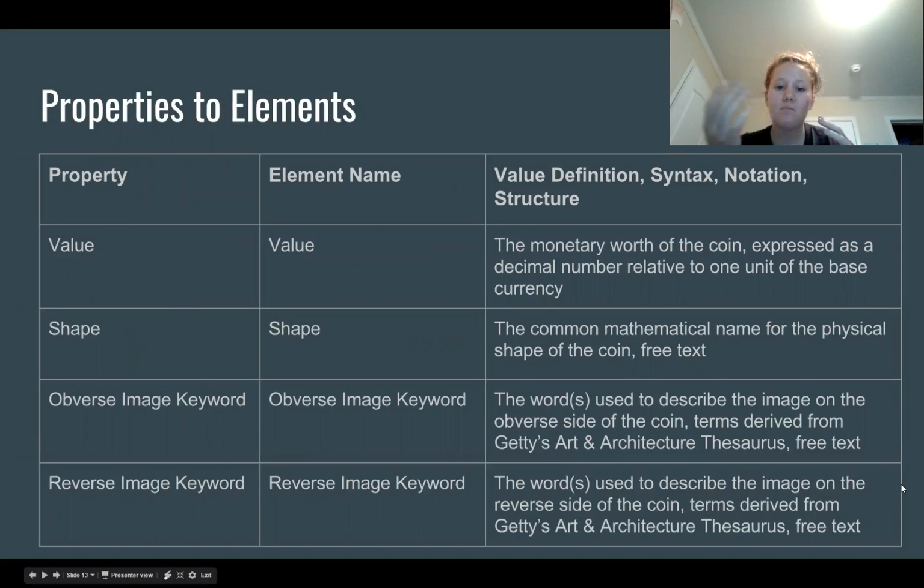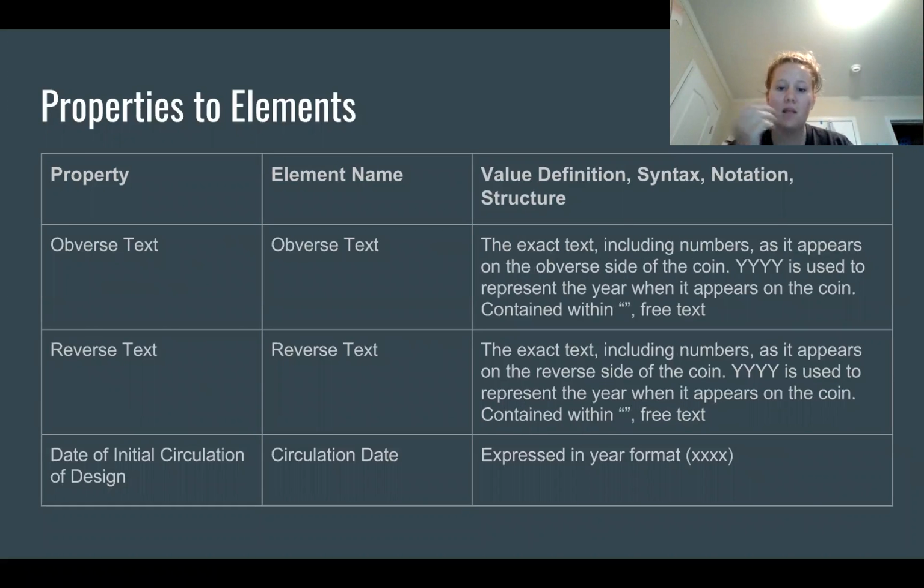So, for example, the obverse image keyword is both the property and the element name. This would be the words used to describe the image on the obverse side of the coin. Terms are derived from Getty's Art and Architecture Thesaurus, which Andy will talk about in a minute, and that is a free text element. The other one that we're going to mention is the reverse text, which is the property and the element name. That would be the exact text, including numbers, as they appear on the reverse side of the coin. We use 4 Ys to represent the year when it appears on the coin. So this would be contained within quotation marks and is another free text element.